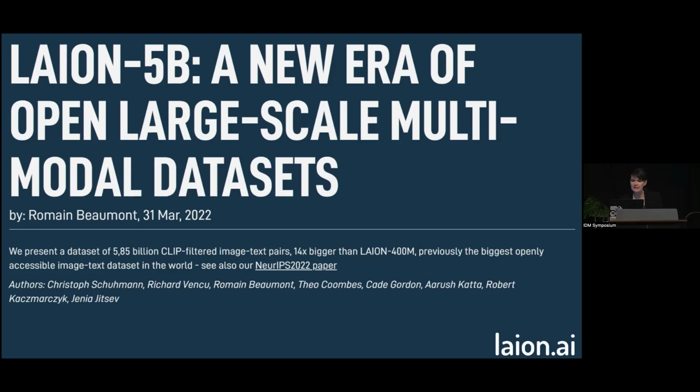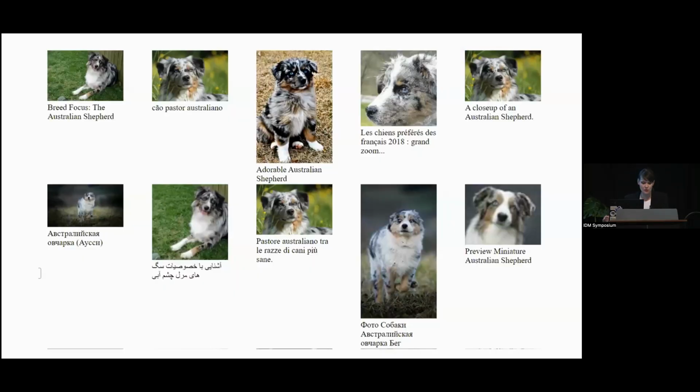The whole data set, all of LAION-5B, is searchable. You can go onto their website and search with any keyword. I looked for blue merle Australian Shepherd. So it will bring those back up. There are results in a few different languages.